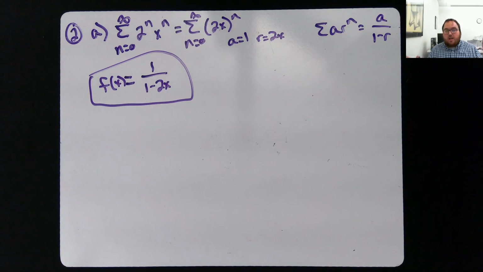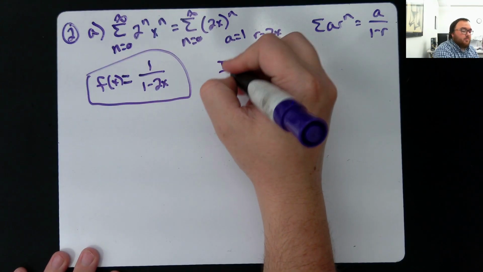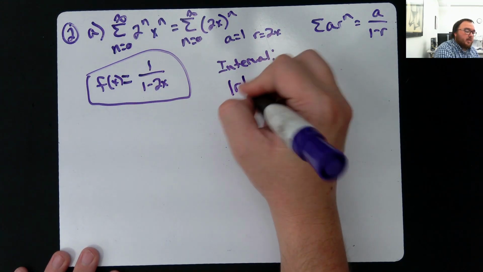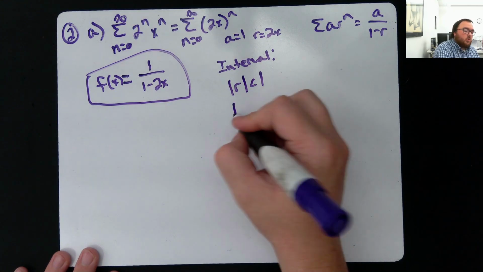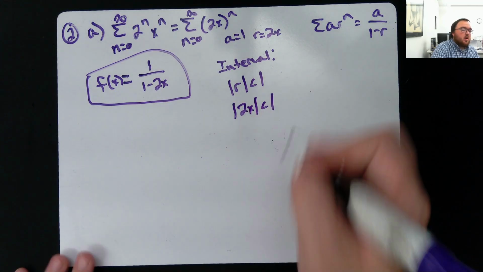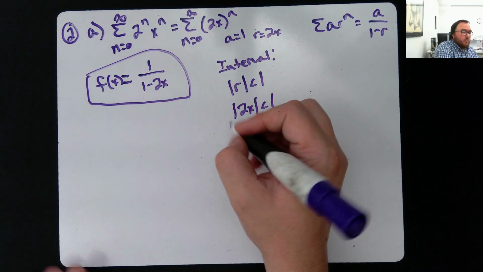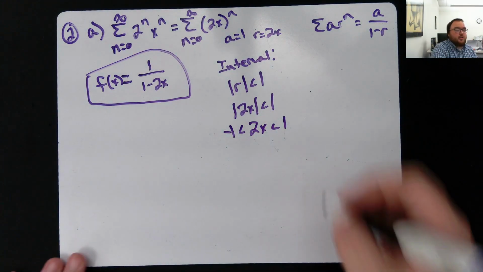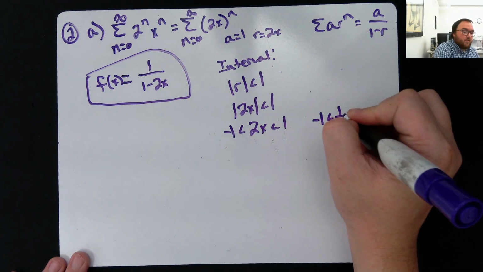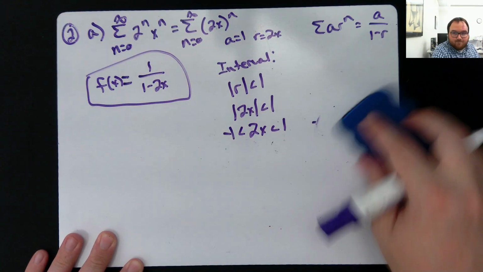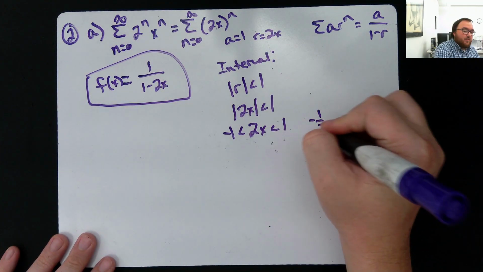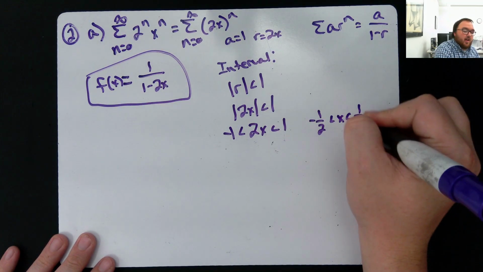That's it. That's all I've got to do. Okay, I still need the interval. Remember, our rule is the absolute value of r has to be less than 1. Our r was 2x. Absolute value means it could be -1 or +1. Divide by 2, and you get 1/2. Divide by 2: -1/2 is less than x is less than 1/2.